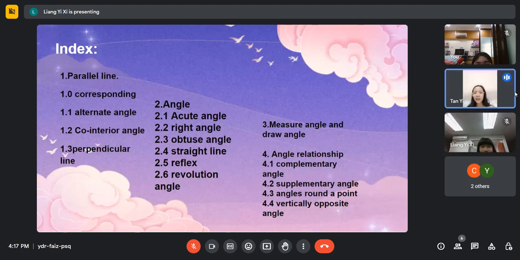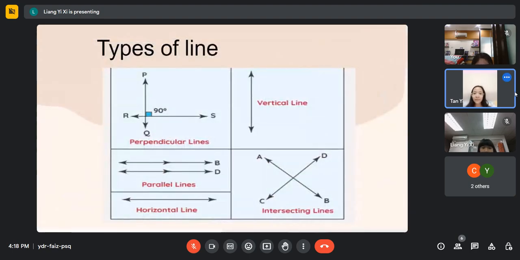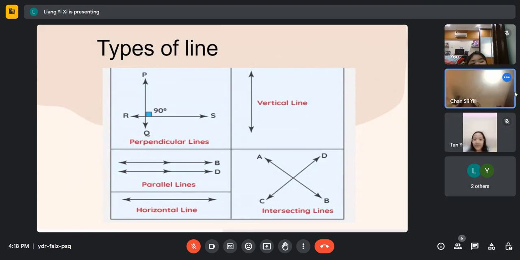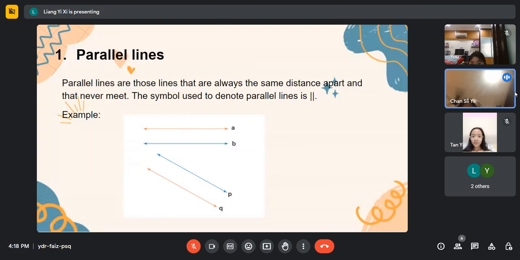Today, we're going to learn about dots and lines. Here is the index of what we are going to learn today. I will be sharing about the types of lines. Next, the first is parallel lines, which are lines that are always the same distance apart and never meet.